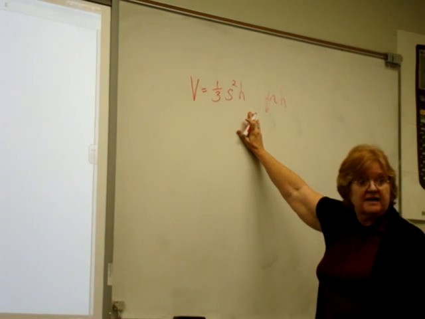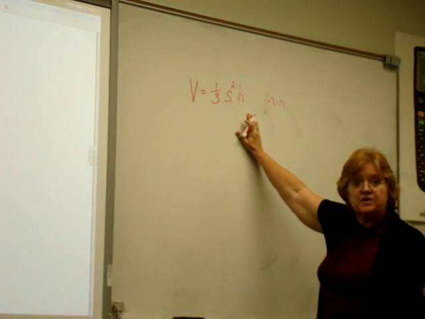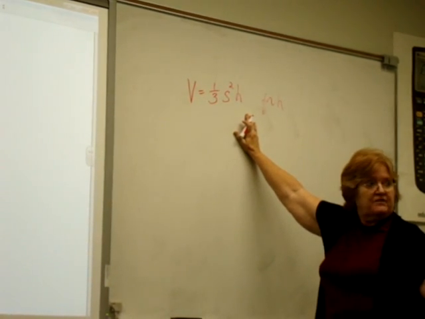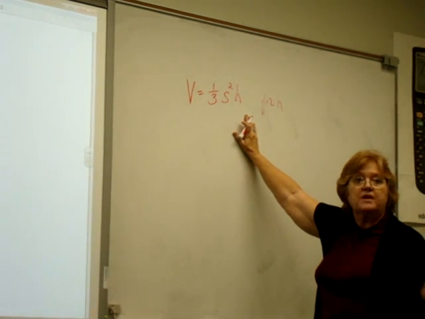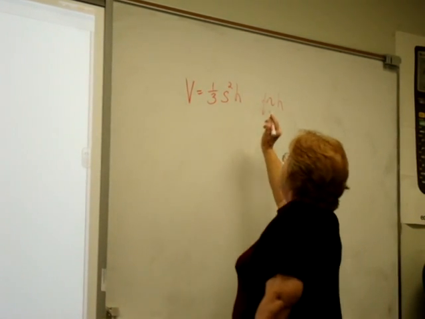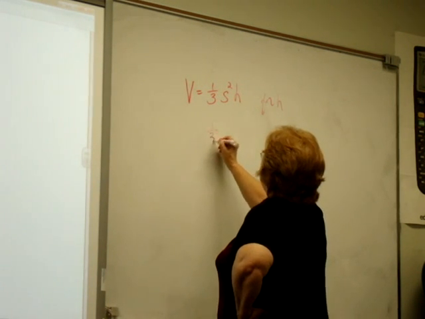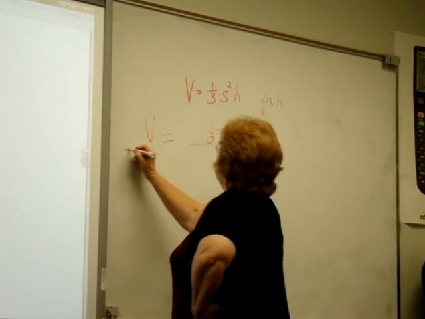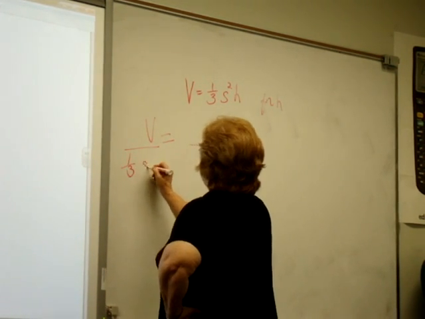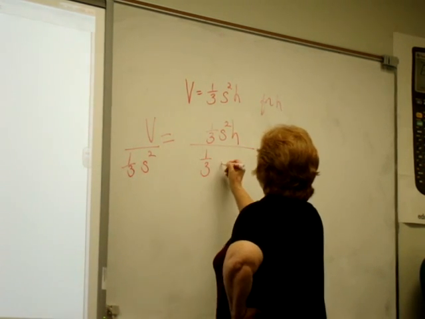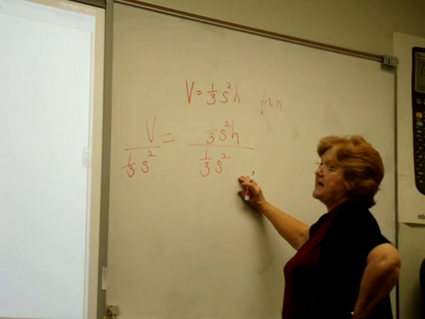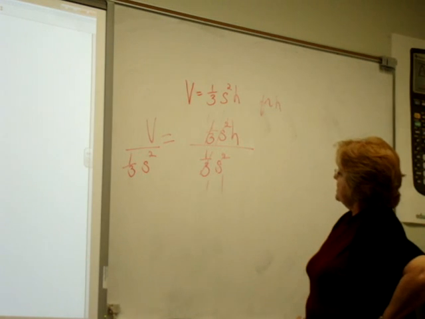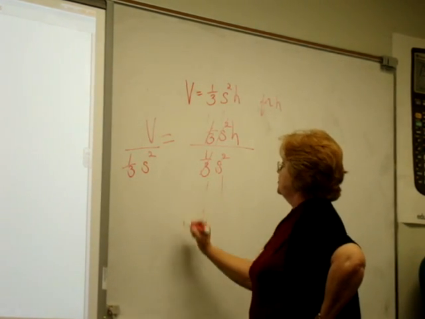It's multiplication that connects them, right? 1/3 times S squared times H. So if I want to get the H by itself, I've got to do the opposite of that, which is division. So you can look at this as a one-step process and say you're going to divide both sides by 1/3 S squared. So you've got the H by itself. Because this goes into itself one time, these go into themselves one time, and 1 times H is H.